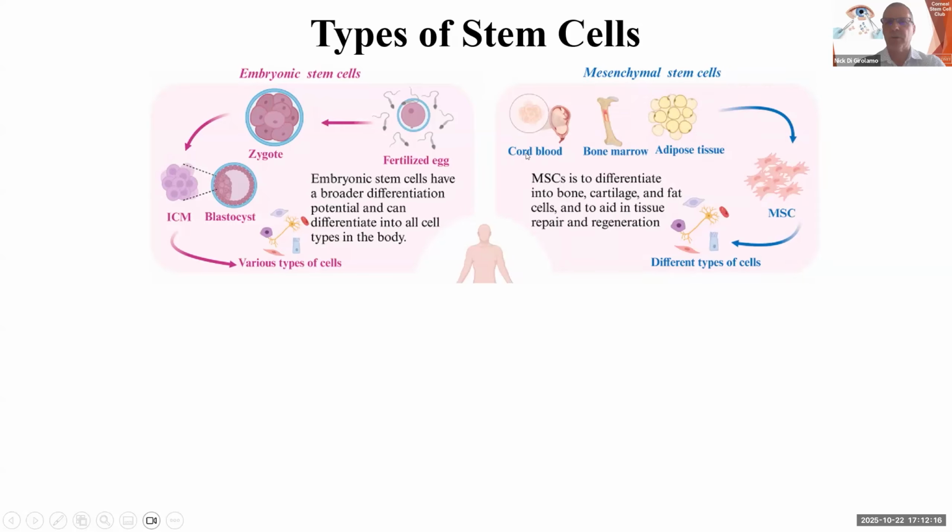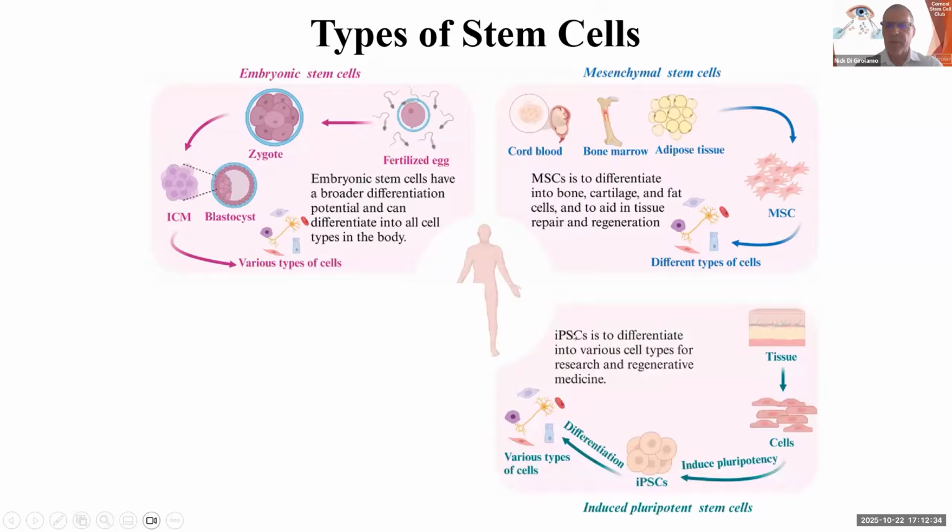These cells are derived from cord blood, bone marrow, and fat tissue. They can be isolated and they can be directed to different cell types of the body, although slightly less so than the embryonic stem cell.